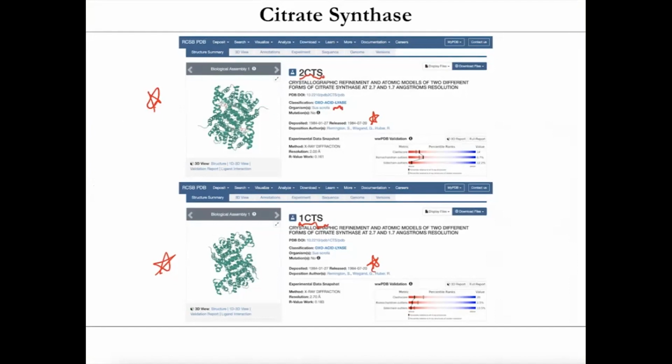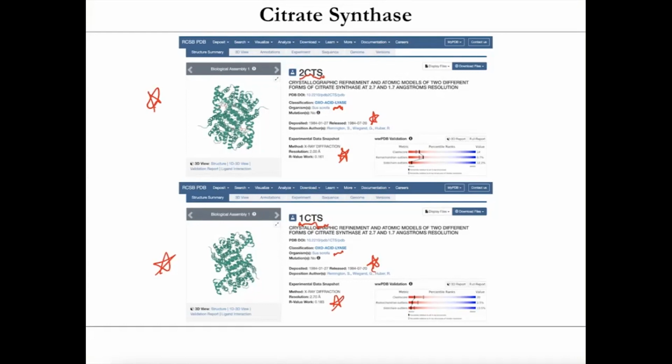So they're from Sus scrofa, which is a pig. And they were both determined by X-ray diffraction. The closed form is actually a little bit higher resolution. It's 2 angstroms as opposed to 2.7 angstroms for the open conformation.